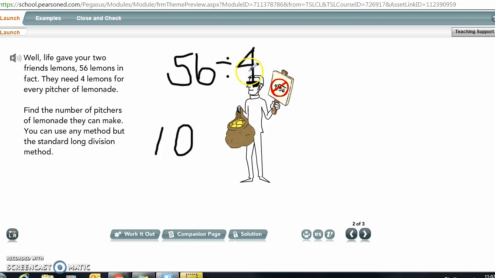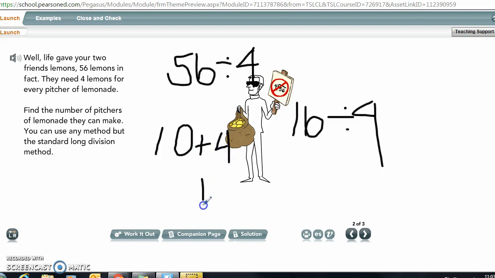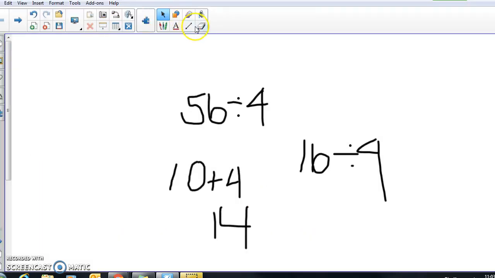Okay, I know that 10 times 4 will give me 40. So I'm going to subtract 40 now. Well, 56 minus 40, I know is 16. So now all that I have left is 16 divided by 4. And I know that 16 divided by 4 is 4. So I'm going to say I have 10 plus 4, which is 14 pitchers.